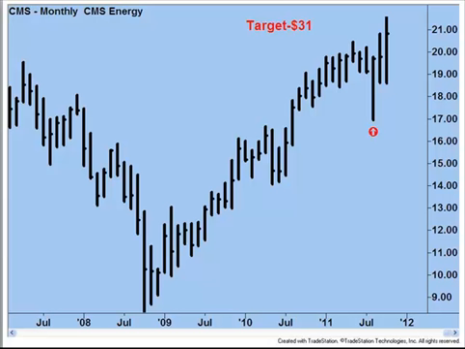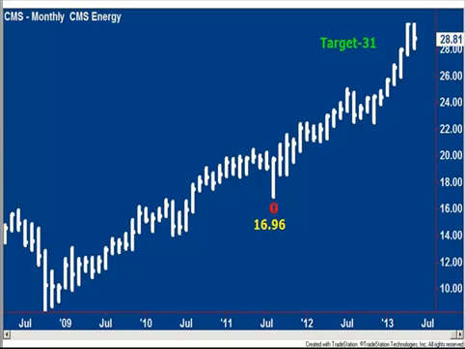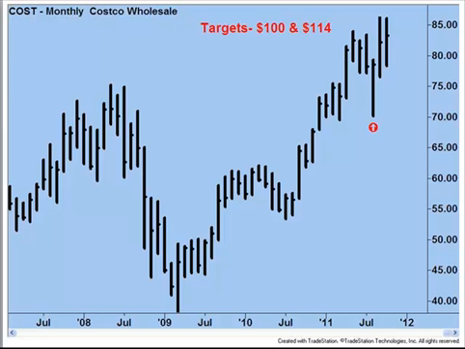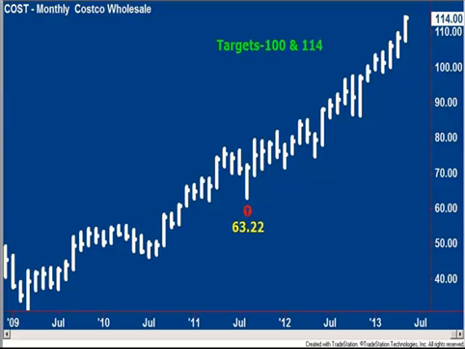Next was CMS Energy with an upside target of 31. CMS hit $29.94. It hasn't reached the target yet, but it's been in a steady rise and there are no signs of a top. The next stock was Costco with targets of 100 and 114. Costco was below 85 when we mentioned it. It hit the second target of 114 and hasn't stopped yet.